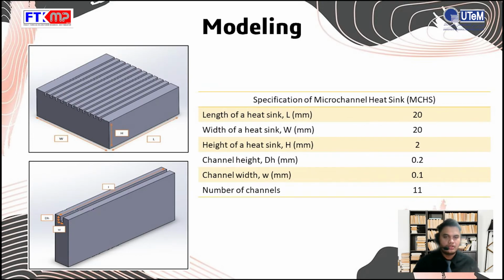So next, we go to the modeling. This is the modeling for the microchannel heatsink. The specification: the length of the heatsink is 20 mm, the width of the heatsink is 20 mm too, the height of the heatsink is 2 mm, the channel height is 0.2 mm, the channel width is 0.1 mm, and the total number of channels is 11.